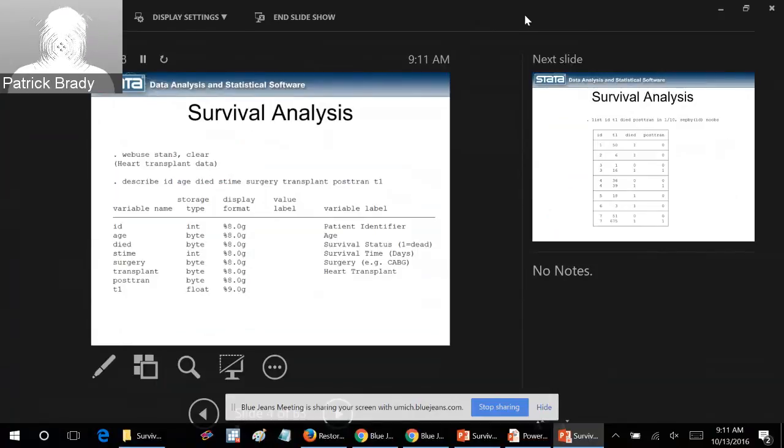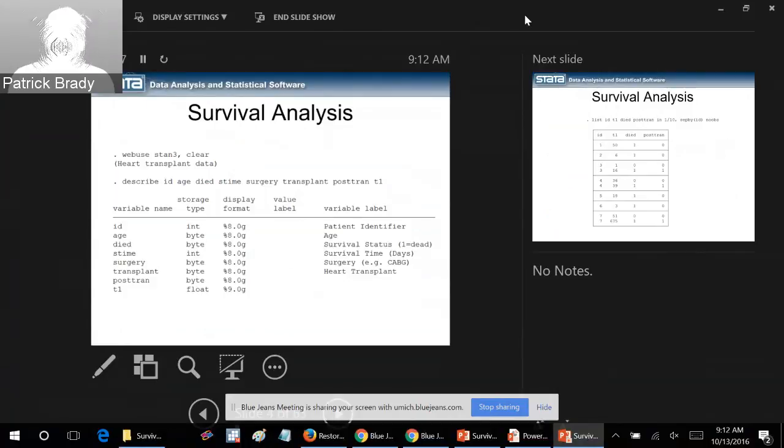So the first one we're going to take a look at is this STAN3 data set. It's a Stanford heart surgery data set. We have an ID variable. We have the patient's age. We have whether they died or not, their survival status. We have their survival time. This time it's measured in days. That's why I keep getting confused between years and days. And then they have this surgery, CABG, coronary artery bypass graft. It's a popular surgery evidently for this.